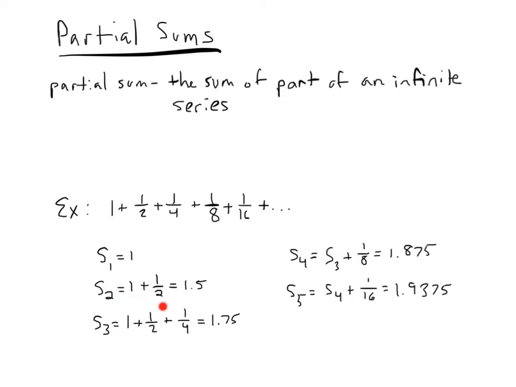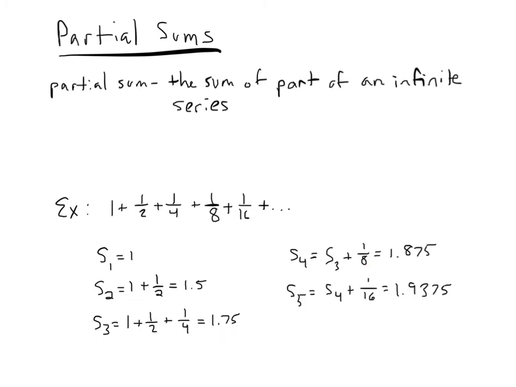So 1 plus a half gives us 1 and a half. You could write this as 3 halves if you want to. That's what we're going to do in a couple of slides. S sub 3 is the sum of the first 3 terms. And then instead of writing out the first 3 terms, you could also do it like this. So S sub 4, I know that I have the first 3 terms, which is the same thing as S sub 3, and then I add in the 4th term. So really it's this sum that I've already found plus 1 eighth.